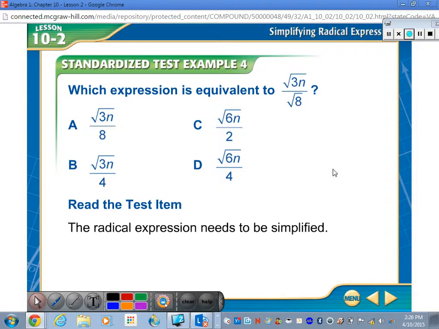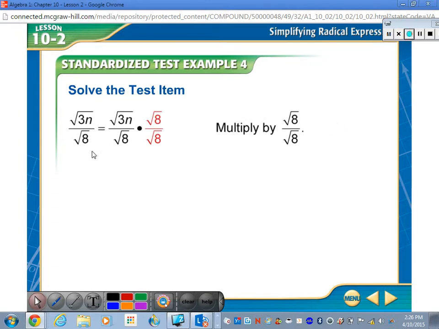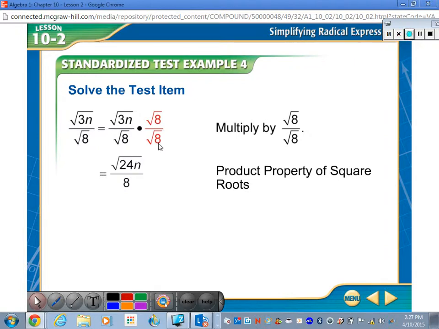Okay, so this is a standardized test question, so you're going to read the question. Okay, and then we're going to solve it. Okay, and what we're going to do here is we need to get rid of this square root of 8. So we're going to multiply top and bottom by square root of 8. When you do that, you multiply underneath the radical. So 3n times 8 is the square root of 24n. Square root of 8 times square root of 8 is the square root of 64, but the square root of 64 is 8. So if you multiply in the square root times itself, the square root just falls off.